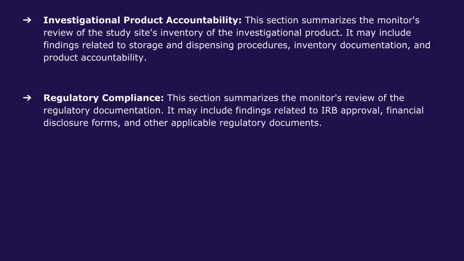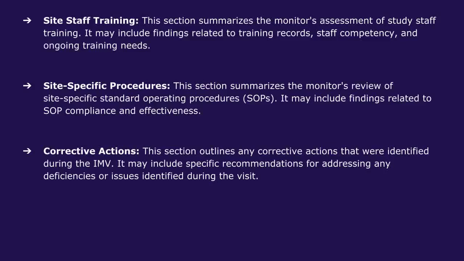Regulatory compliance. This section summarizes the monitor's review of the regulatory documentation. It may include findings related to IRB approval, financial disclosure forms, and other applicable regulatory documents. Site staff training. This section summarizes the monitor's assessment of study staff training. It may include findings related to training records, staff competency, and ongoing training needs. Site-specific procedures. This section summarizes the monitor's review of site-specific standard operating procedures. It may include findings related to SOP compliance and effectiveness.